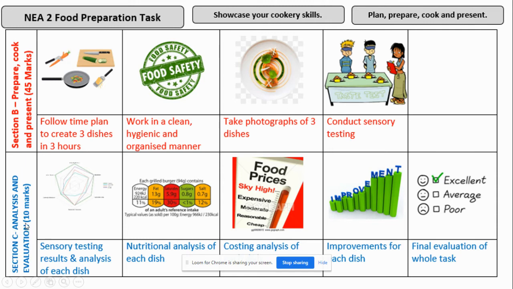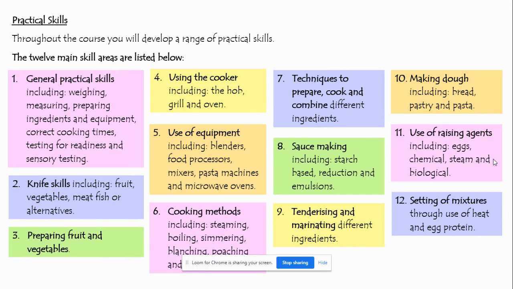And section C, which is worth 10 marks, is being able to summarise everything that you've done and analyse and come to conclusions based on evidence. So again, it is academic. It's not just cooking, this GCSE. These courseworks are not just cooking, unfortunately. You do have to do a lot of writing, but it's something to consider because cooking is still a very large part of it.